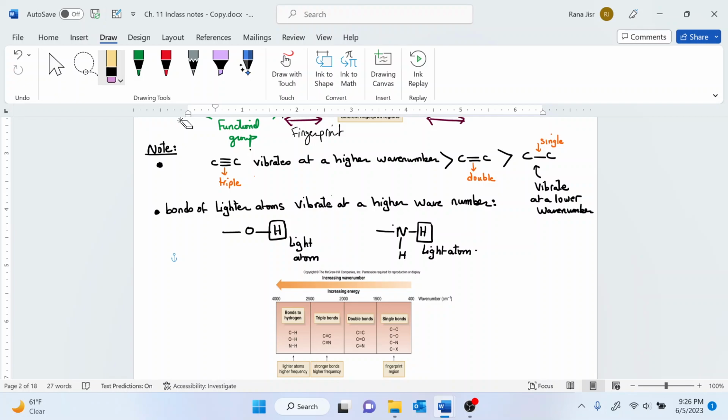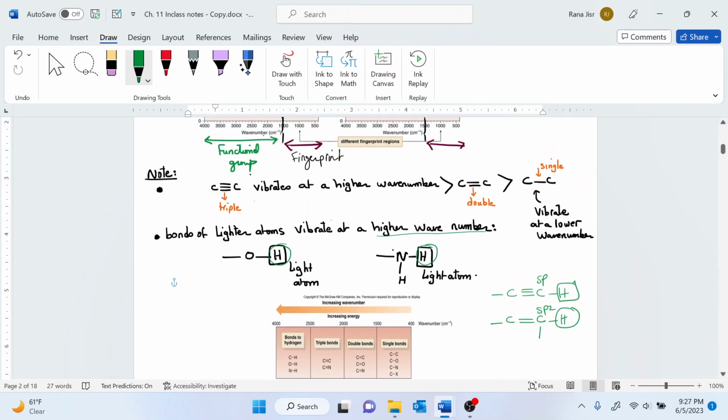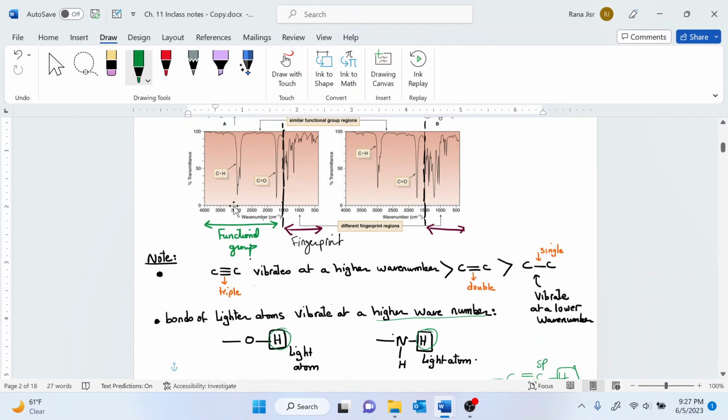Bonds of lighter atoms like hydrogen, for example. So if you have a hydrogen connected to an oxygen, connected to a nitrogen, connected to an sp hybrid carbon, like a triple bond, or a hydrogen connected to an sp2 hybrid carbon, like a double bond, all of those hydrogens, we call them light atoms. And those light atoms are going to vibrate at a higher wave number. So I would expect their signal to be in the region above 3000 cm^-1.